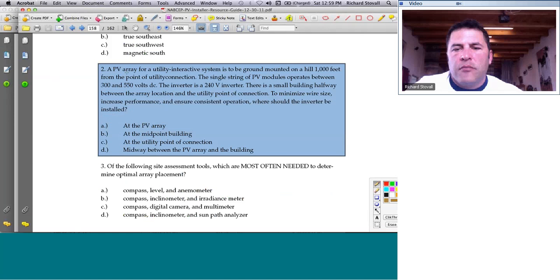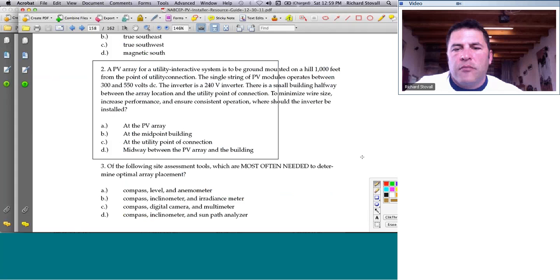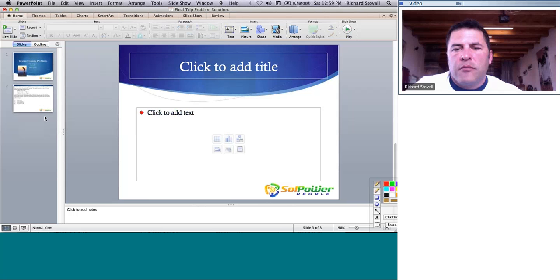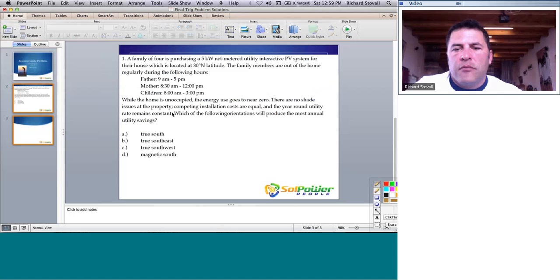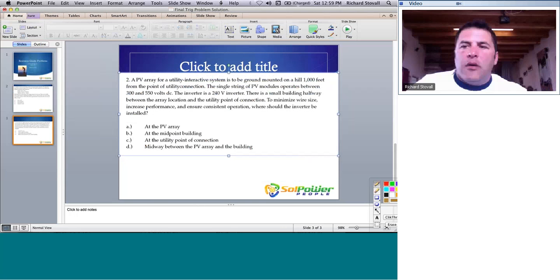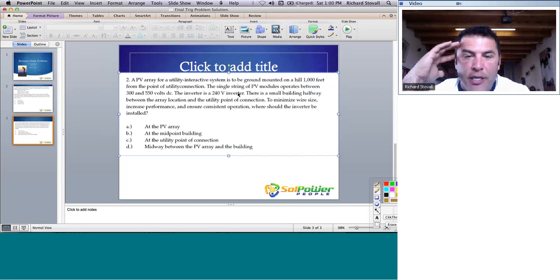Okay, next question. A PV array for a utility interactive system is to be ground mounted on a hill 1,000 feet from the point of utility connection. A single string of PV modules operates between 300 and 550 volts DC. The inverter is a 240 volt inverter. There is a small building halfway between the array location and the utility point of connection. To minimize wire size, increase performance, and ensure consistent operation, where should the inverter be installed? The choices are at the PV array, at the midpoint building, at the utility point of connection, or midway between the PV array and the building.